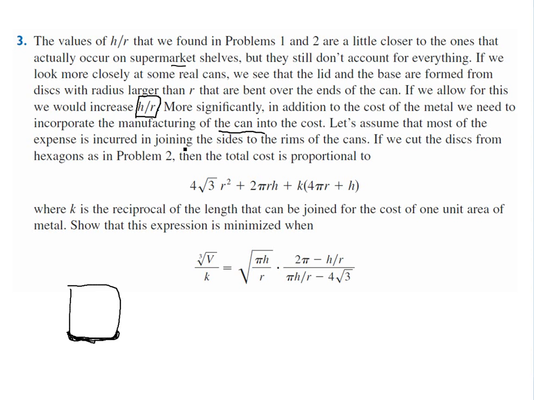So let's assume that most of the expense is incurred in joining the sides to the rims of the can here. What this means is basically just joining the cylinder to the caps.